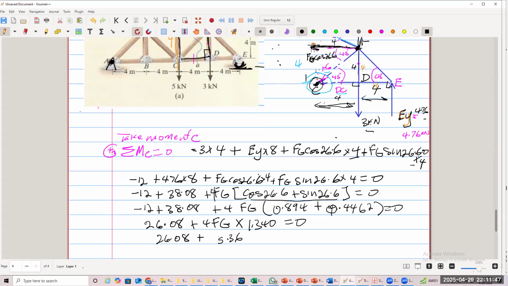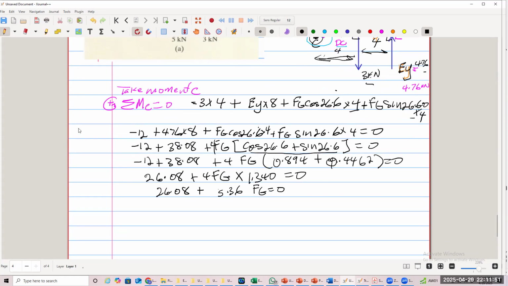5.36 FG. All right. I don't want to burn you out too much, because I know I have an exam tomorrow and I have to get up and be fresh. All right. So we're not going to go too far.